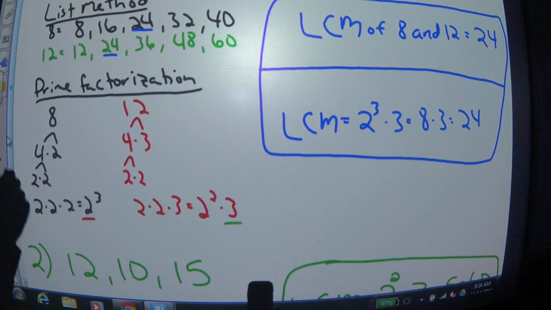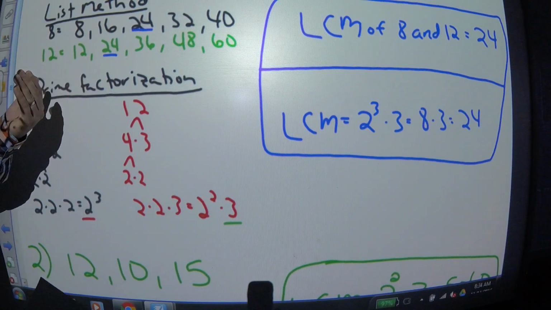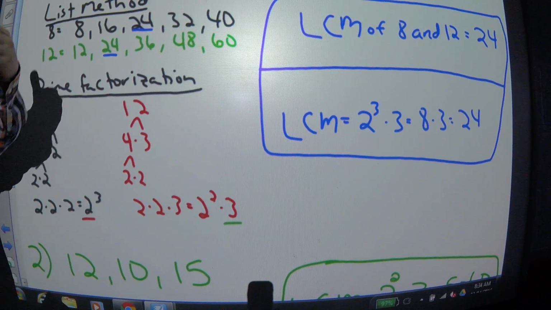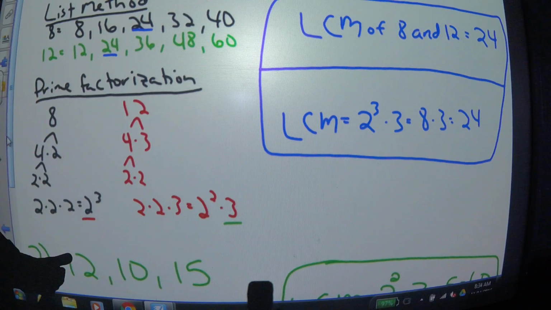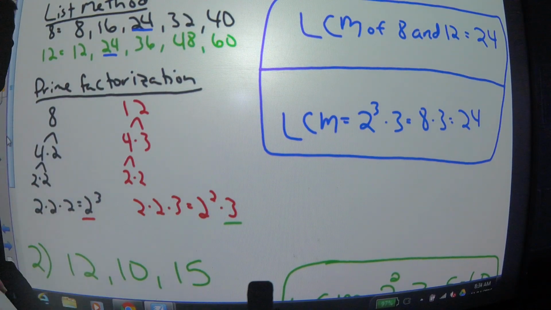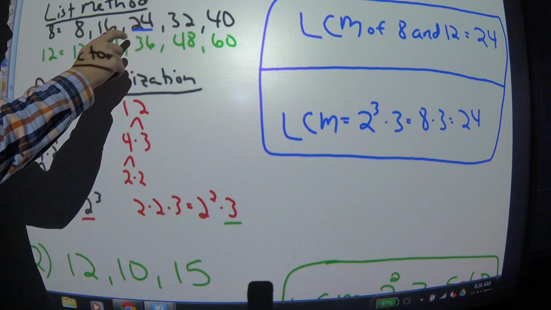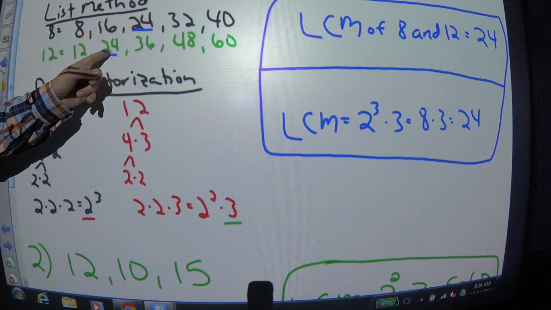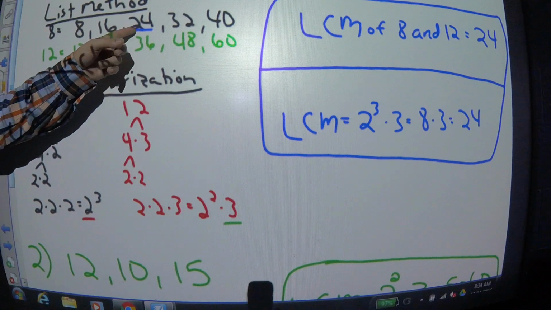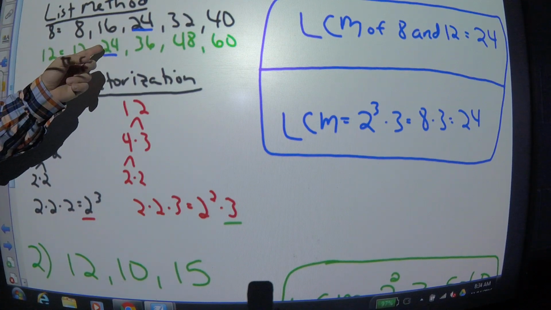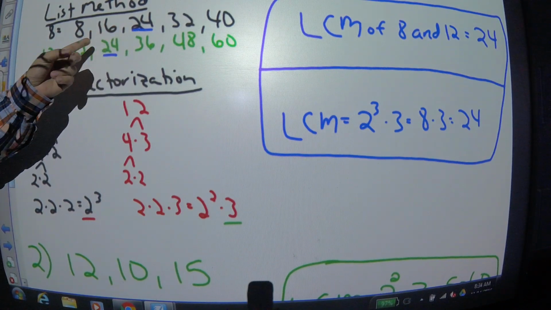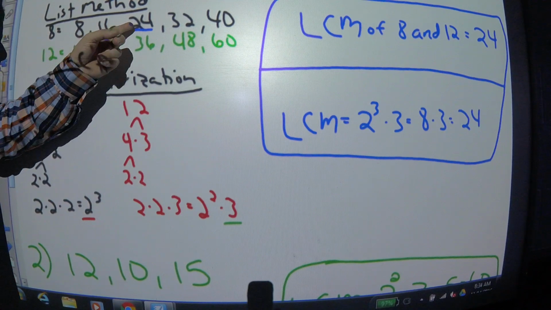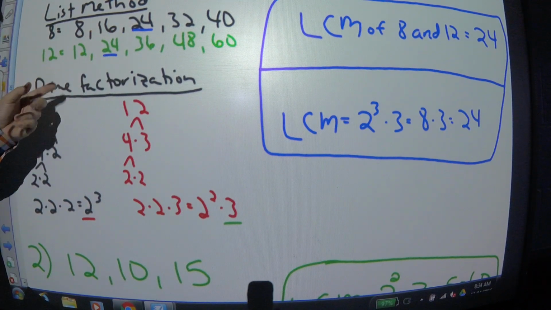And then we go and we see if we have anything in common. And if we don't have a multiple in common, then we would keep going with the list method until we do. But luckily we do. 24 is the lowest common multiple, the least common multiple between 8 and 12. It is the first number that both 8 and 12 will divide into. 24 is the first number.